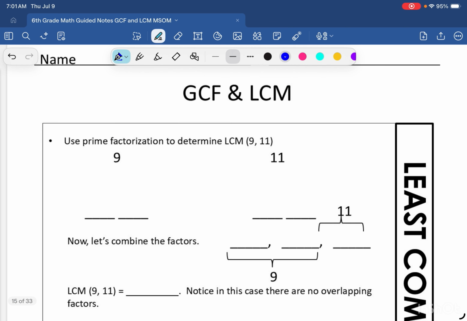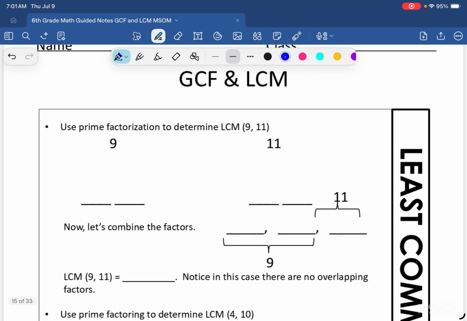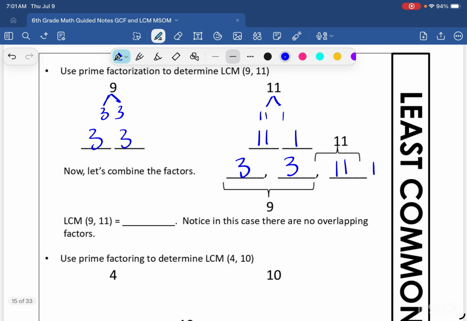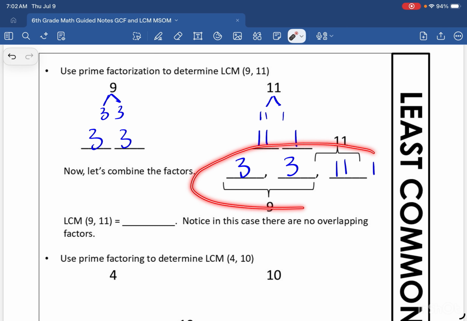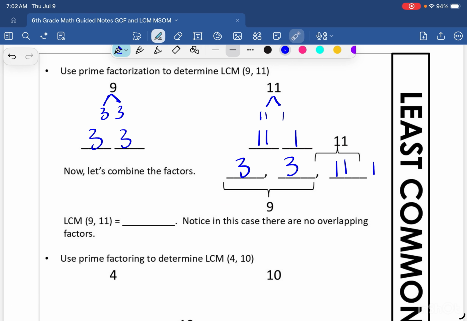Use prime factorization to determine the least common multiple of 9 and 11. So 9 is 3 and 3. Those are prime. And then 11 would be 11 and 1. Now let's combine the factors. So I don't have any pairs of anything. I have no common factors, so I can just really list them: 3, 3, 11. I can write 1, although I don't really have to because it doesn't affect it. And so now we're going to multiply all those together. So I'm going to multiply 3 times 3 times 11, and that gives me 99.